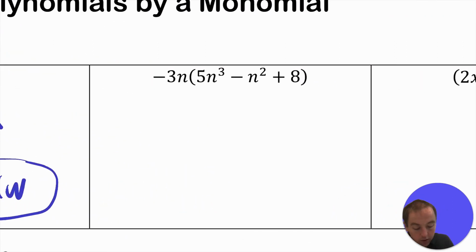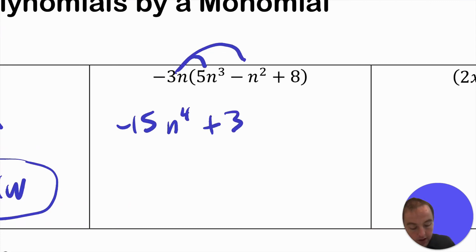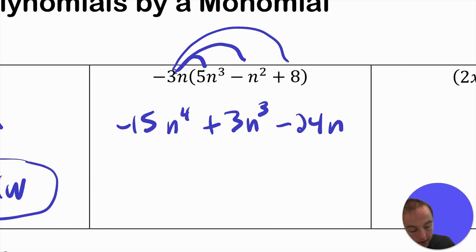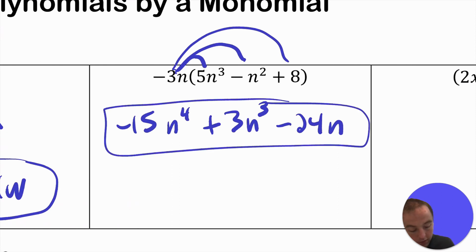With the next one, this is where you can distribute to more than just a couple things. So when you do the first part of that distribution, negative 3 times 5 is negative 15. And then you also have the n times the n to the third, which does give you n to the fourth. And then there, a negative times a negative will become a positive 3. And then n times n squared is n to the third. And then finally, negative 3 times 8 is negative 24. And then that n also distributes there.